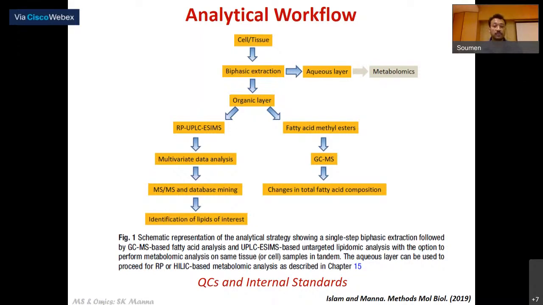Okay, we will just look into free fatty acid. And then with the organic layer, you can also do reverse phase based ESI-MS, electrospray mass spectrometry. That is most widely used. MALDI can also be used.